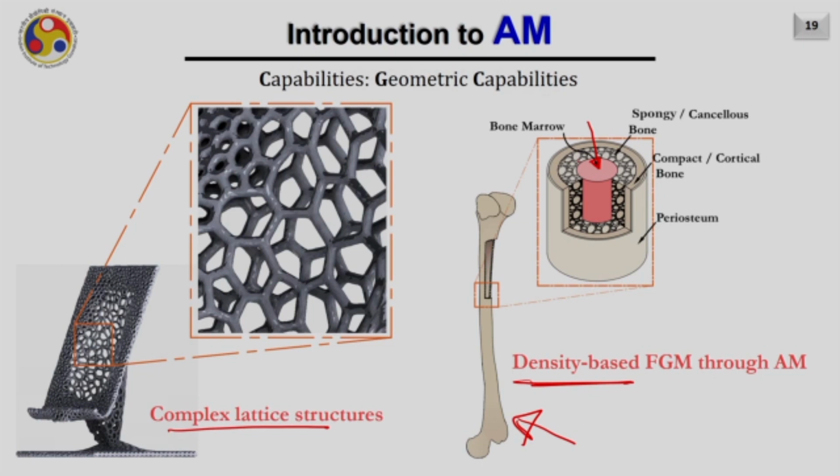And as you are building this object by additive manufacturing in a layer by layer manner, the cross section of the layer may look like this. It will have high density on the periphery, and low density towards the center. In that manner, you just scan the entire layer, and hence you will be able to produce the density based functionally graded materials.